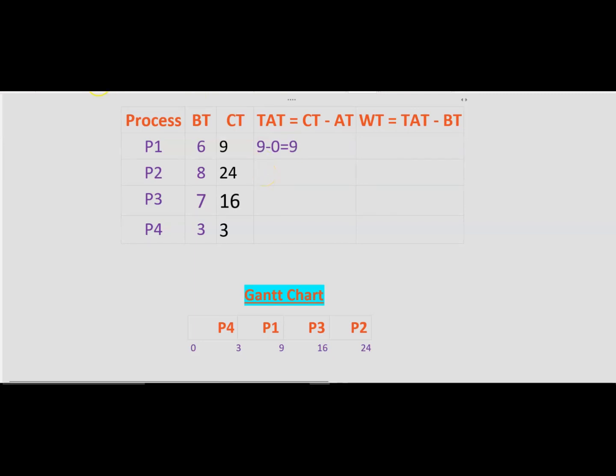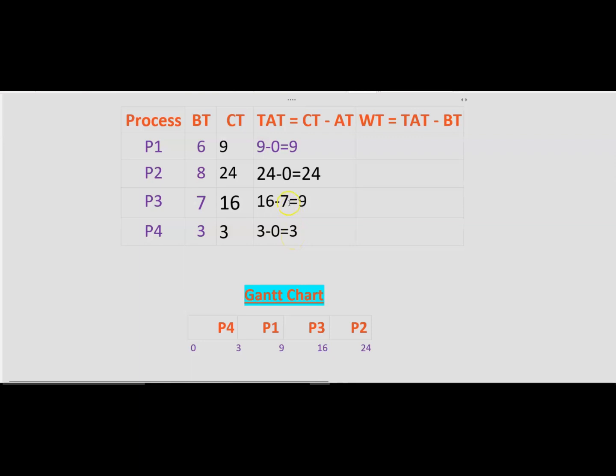P2 has the completion time that is equal to 24. 24 minus 0 is equal to 24. Very easy. Then we have P3. So P3 has the completion time that is 16. So 16 minus 7, that is equal to 9. Okay. Last we are left with P4. P4 has the completion time that is 3. So 3 minus 0 is equal to 3.